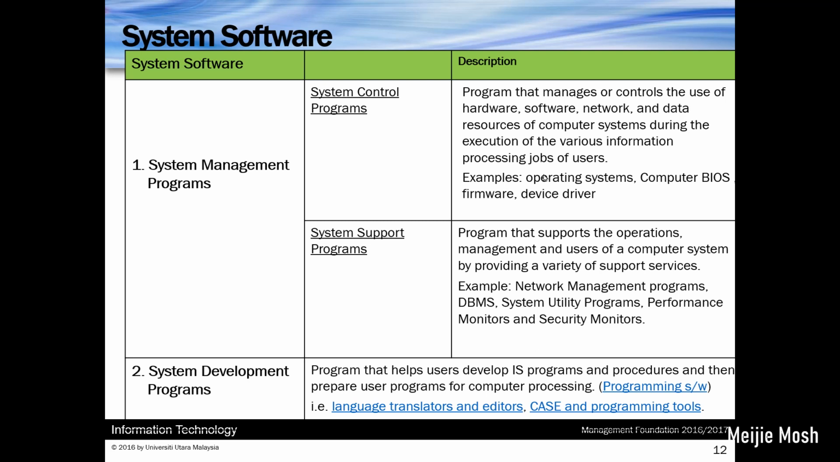Another category of system software is system development programs. A system development program is a program that helps users to develop information system programs and procedures and then prepare user programs for computer processing. Examples of system development programs are language translators and editors, computer-aided software engineering, and programming tools.